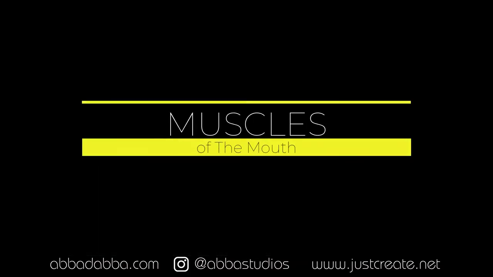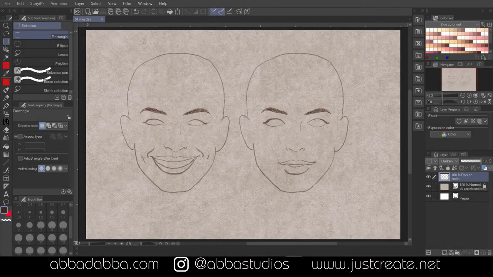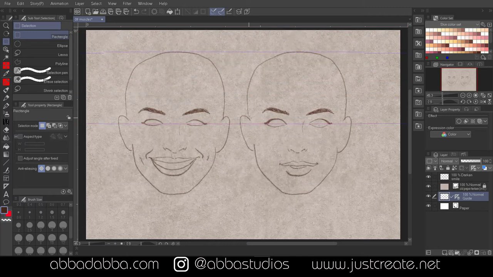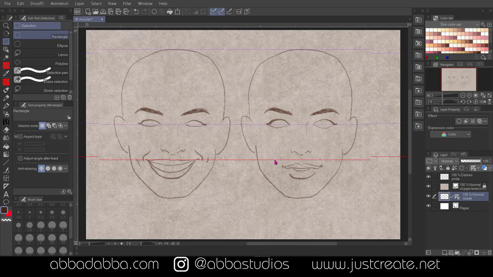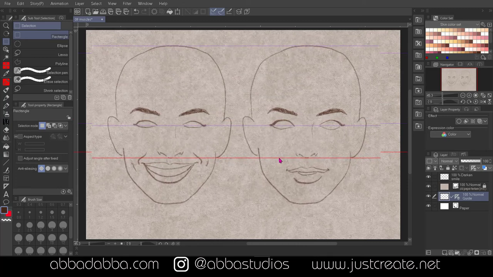Now, the muscles. As the corners of the mouth are pulled back to laugh or smile, the upper lip becomes straighter and the lower lip becomes more curved. The upper teeth are visible. We usually only see the lower teeth in extreme mouth actions. The lip corner depressions are more noticeable when laughing and smiling.